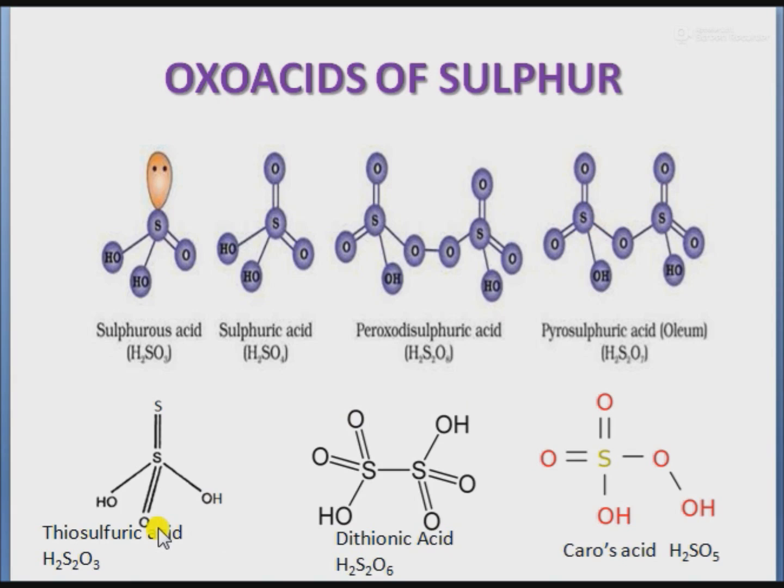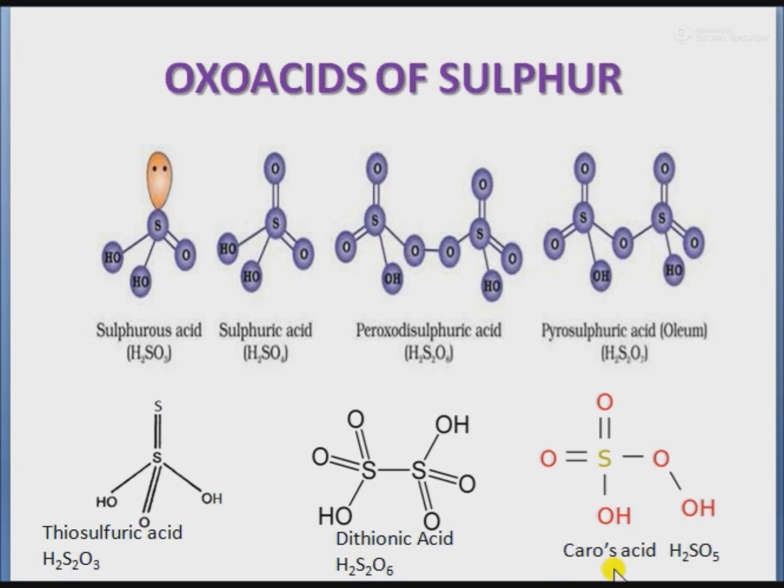Next is thiosulfuric acid. Its formula is H2S2O3, and here one sulfur is present in +6 state and the other sulfur in -2 state. And next one is dithionic acid. Its formula is H2S2O6 and its oxidation state is +6, in which the two sulfurs are directly linked to each other by a single bond, with 4 oxygen atoms with double bonds and 2 OH groups with single bonds.